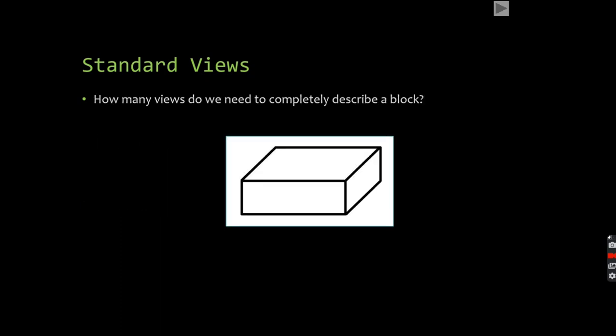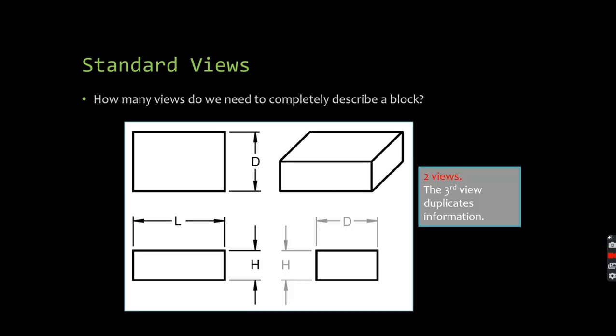Okay, how many views do we need to completely describe a block? Okay, we really only need two views. Okay, here are our three views. Here's the front view, the right view, and the top view. Okay, notice with a block we have three dimensions. We have the height, we have the length, and we have the depth.